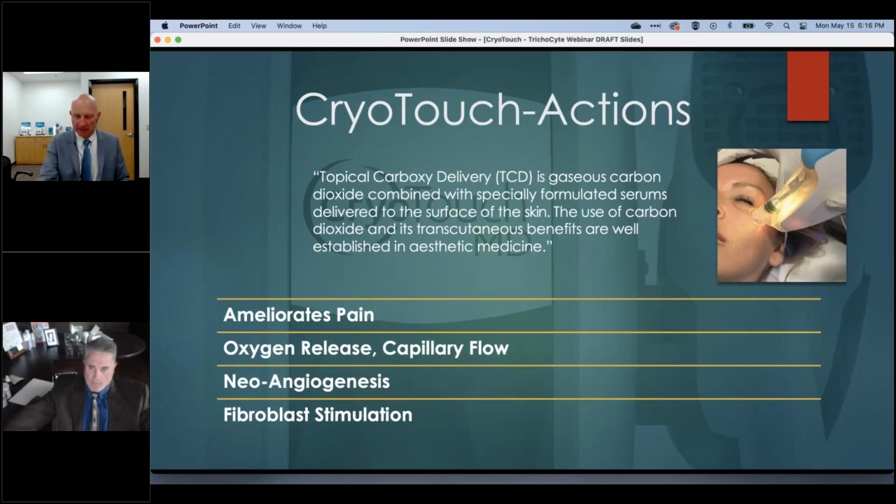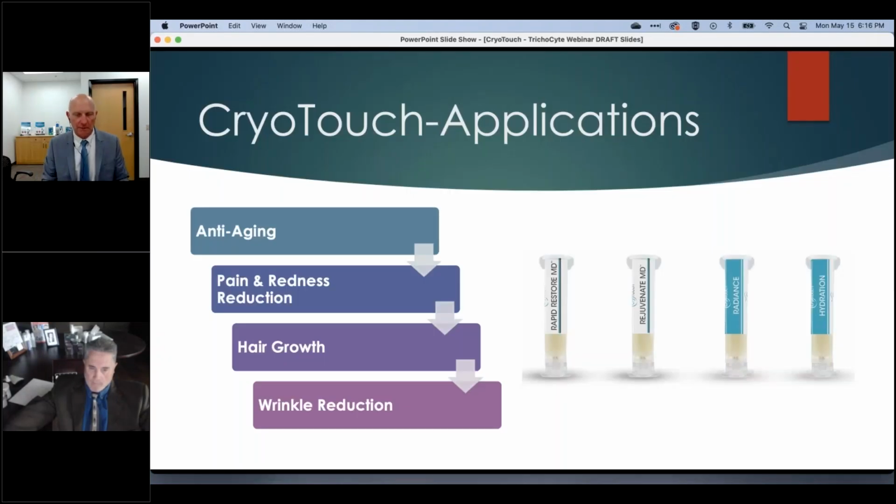Now, the additional formulations, and we're not going to dwell on this, it's just to give you some breadth of how this works. So think, okay, when I use a topical carbon dioxide, I get this increase in blood flow, I get an increase in oxygenation. So any place I start to use it brings benefit to the patient.